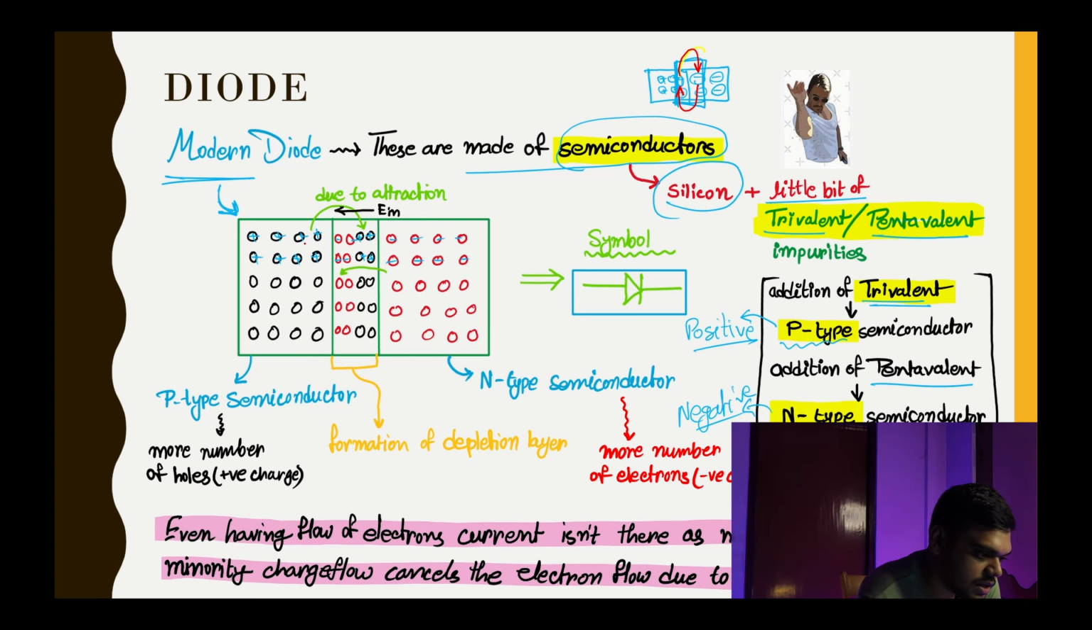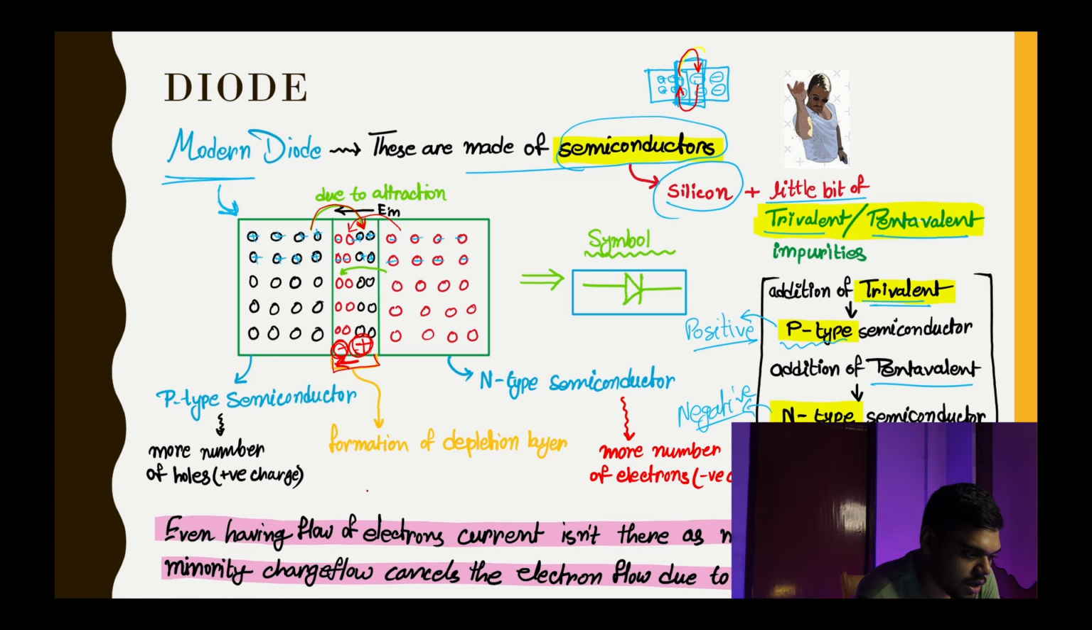Here, as you can see, the positive charges due to attraction are getting replaced, and the negative charges due to attraction are also getting replaced, forming a depletion layer. As you can see, the positive charges are present here and negative charges are present here, so the electric field lines will be positive to negative. We have discussed it so many times.